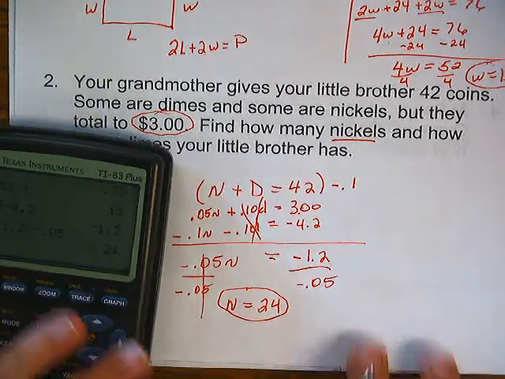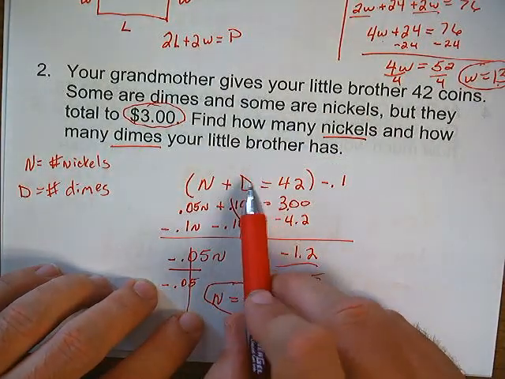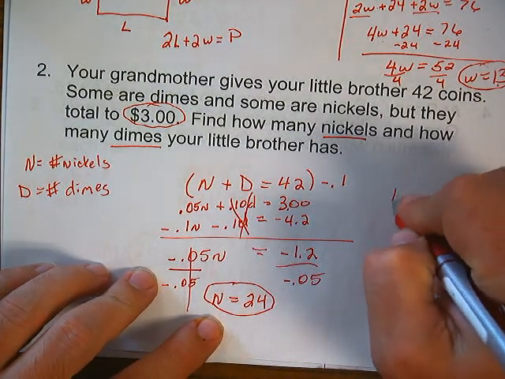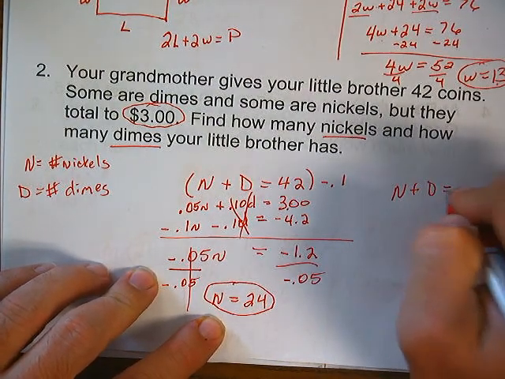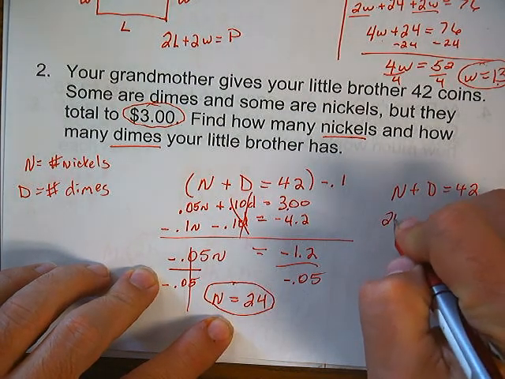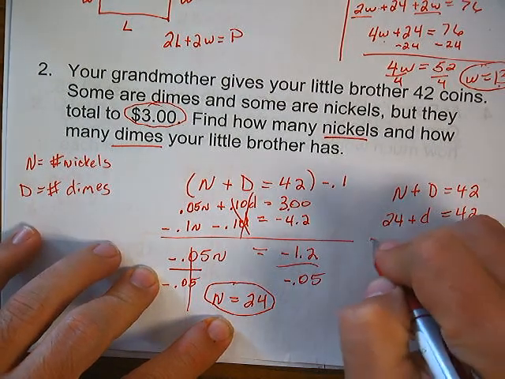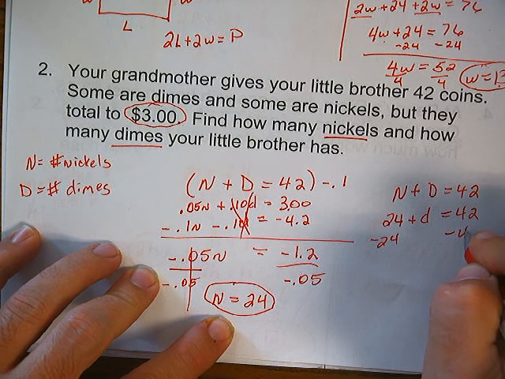Now to find the dimes, take either one of the original equations. The first one would probably be easier. Okay, substitute 24 in for nickels. Subtract 24 from both sides.